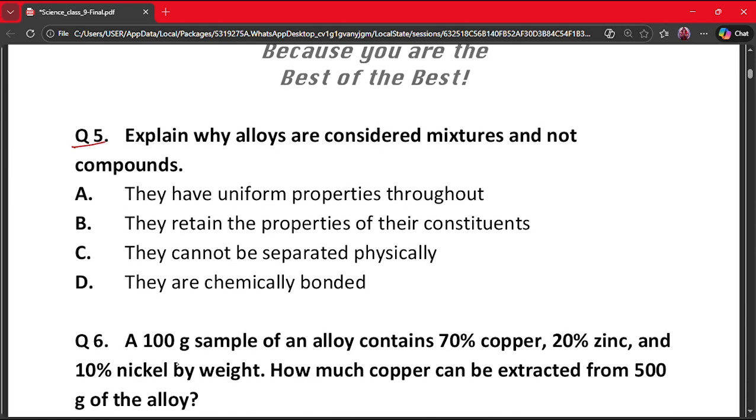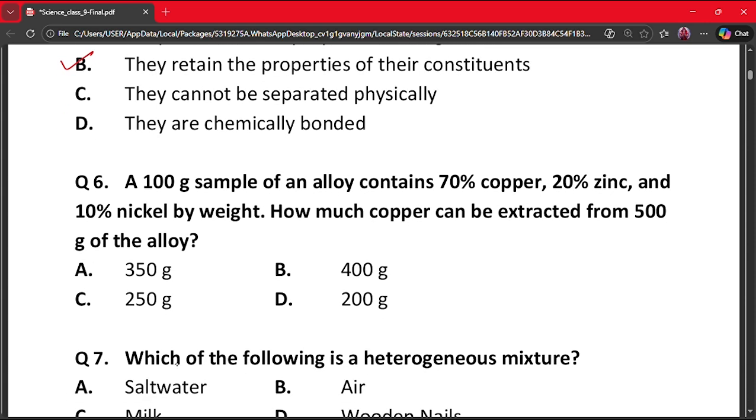Our next question is question number 5. Explain why alloys are considered mixtures and not compounds. A. They have uniform properties throughout. B. They retain the properties of their constituents. C. They cannot be separated physically. And D. They are chemically bonded. The correct answer is option number B, because alloys are mixtures because elements are not chemically combined. They retain individual properties.